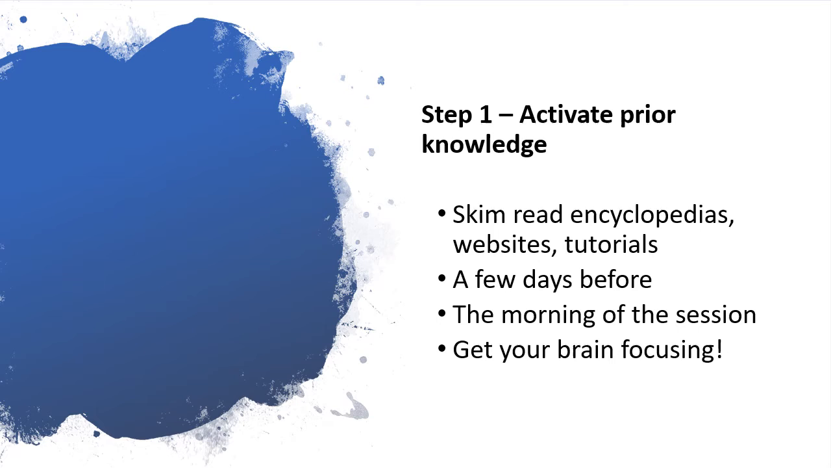So the first step that I always recommend is, even if you feel you know very little about a topic that you're going to be working on or being lectured about, to try and activate any prior knowledge you have. Skim read encyclopedias, websites or tutorials, watch YouTube videos. You don't need to understand all of this information. All you need to do at this stage is look for keywords, key terms, key ideas, so you kind of know what to expect, and you'd be surprised at the ways in which your brain will start to make connections between things you've learned in the past and the material you are about to learn.